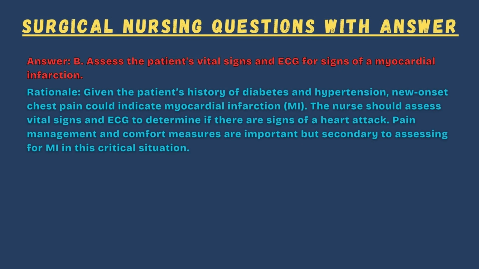Answer: B. Assess the patient's vital signs and ECG for signs of a myocardial infarction. Rationale: given the patient's history of diabetes and hypertension, new-onset chest pain could indicate myocardial infarction, MI. The nurse should assess vital signs and ECG to determine if there are signs of a heart attack. Pain management and comfort measures are important, but secondary to assessing for MI in this critical situation.